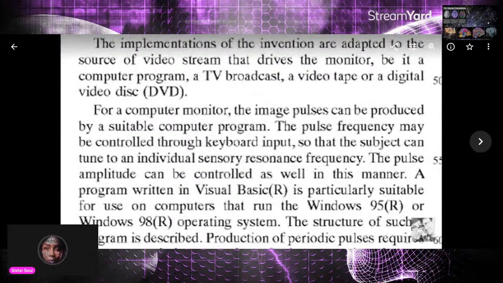the implementations of the invention. They are adapted to the source of video stream that drives the monitor, be it a computer program, a TV broadcast, a videotape, a digital disc. For a computer monitor, the image pulses can be produced by a suitable program. The pulse frequency can be controlled through the input, right?